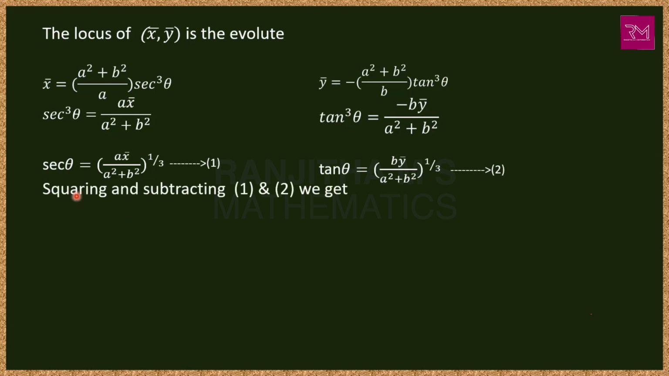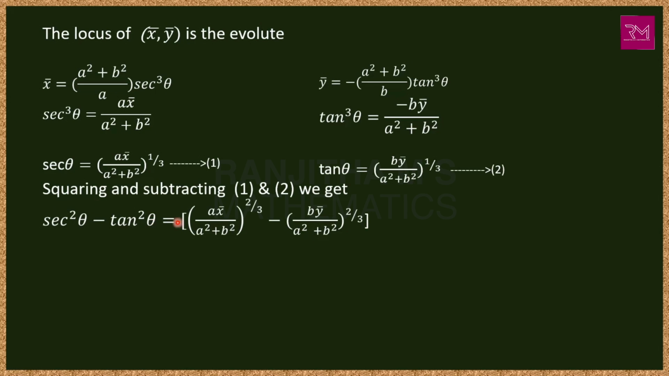In the next step, we have to square and subtract equation 1 and equation 2. In this problem, we square and subtract; but in the case of the ellipse, we square and add equation 1 and equation 2. To obtain the given result, we have to square and subtract here. We get secant square theta minus tan square theta on the left hand side, and on the right hand side, (a x bar divided by a square plus b square) whole power 2 by 3 minus (b y bar divided by a square plus b square) whole power 2 by 3.